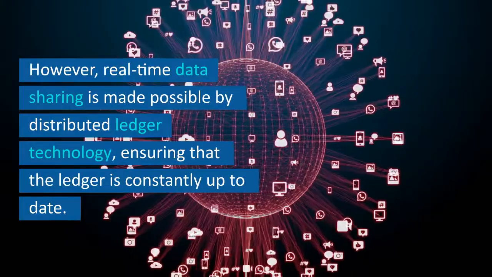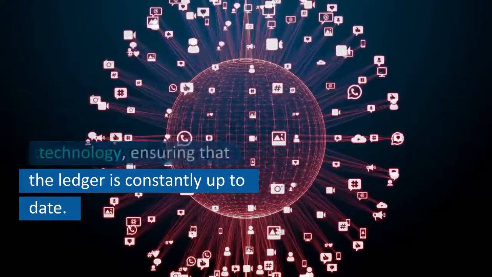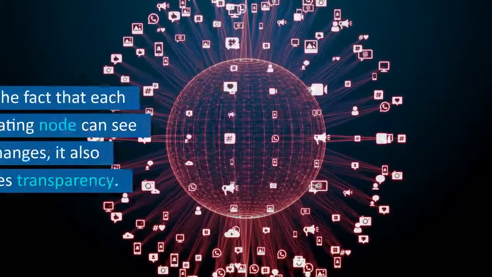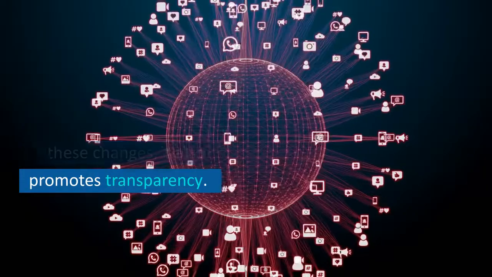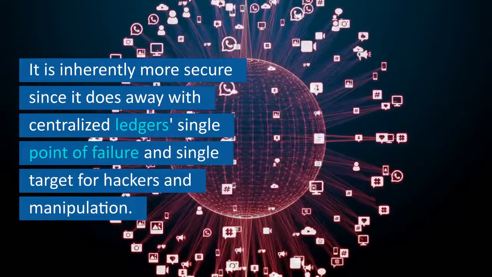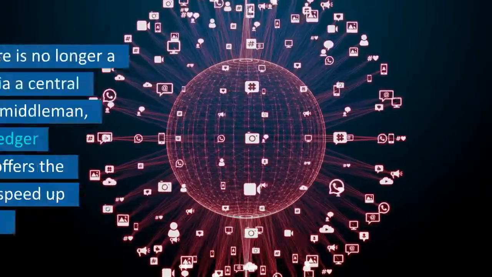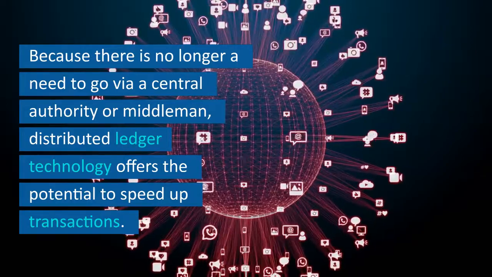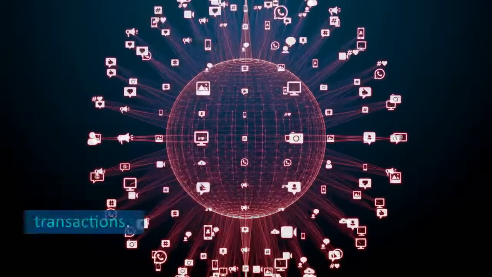However, real-time data sharing is made possible by distributed ledger technology, ensuring that the ledger is constantly up to date. Due to the fact that each participating node can see these changes, it also promotes transparency. It is inherently more secure since it does away with centralized ledger's single point of failure and single target for hackers and manipulation. Because there is no longer a need to go via a central authority or middleman, distributed ledger technology offers the potential to speed up transactions.